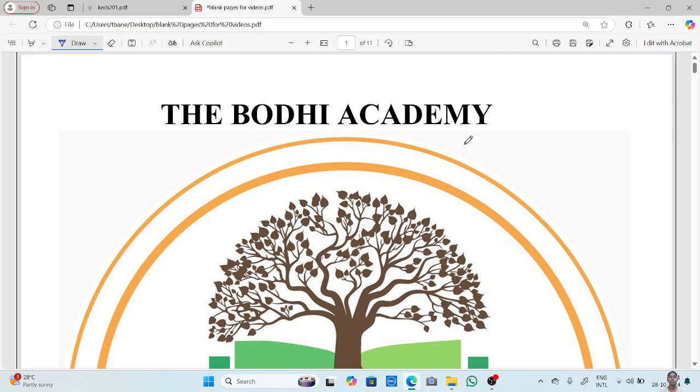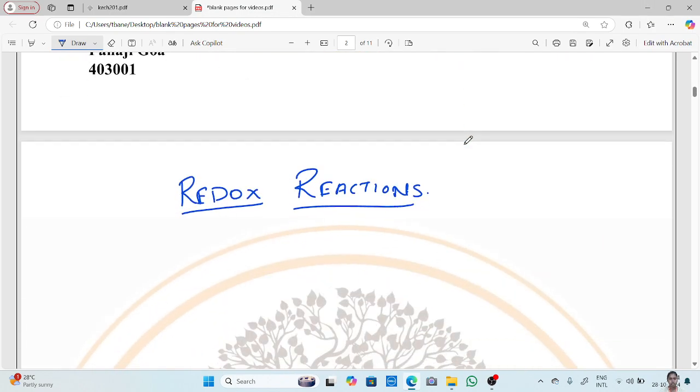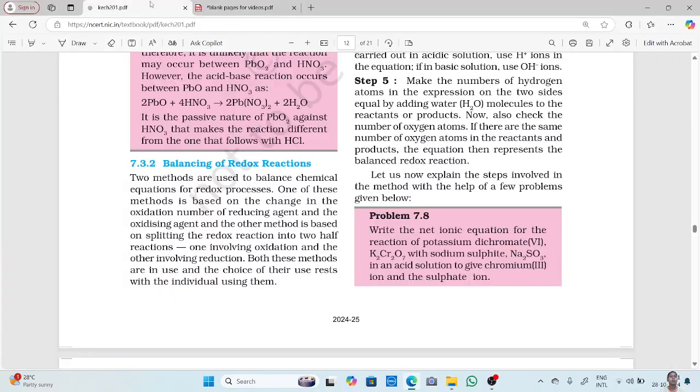part of the chapter, that is redox reactions. In this video today we will see about the balancing of redox reactions and some of the applications of redox reactions. Now, balancing of redox reactions. In our last video we have seen about the types of redox reactions like combination, decomposition, displacement, disproportionation. Now let's see the balancing of redox reaction.